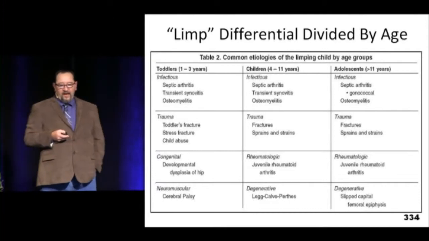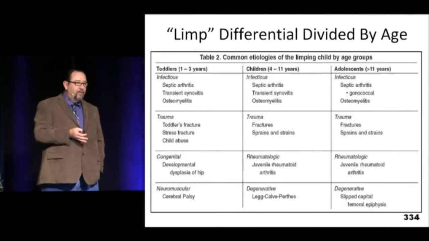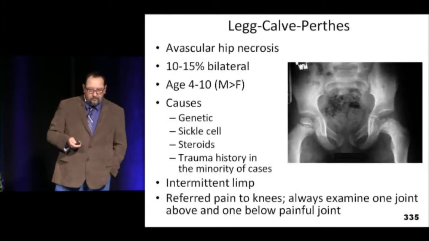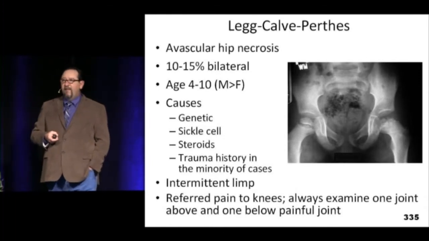You'll notice that in the adolescent group, slipped capital femoral epiphysis is more the older group, Legg-Calvé-Perthes more the younger group. Having noted that, if you got a 10-year-old, they could have either, right? All right, let's look at Legg-Calvé-Perthes.